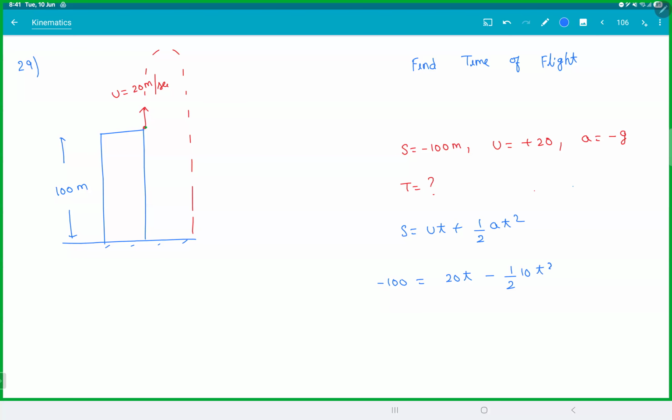The most important thing, the displacement is minus 100. Be careful with that. S is not the distance traveled, it's the displacement. So I don't care how much it has gone up. Yeah, most of you got it.